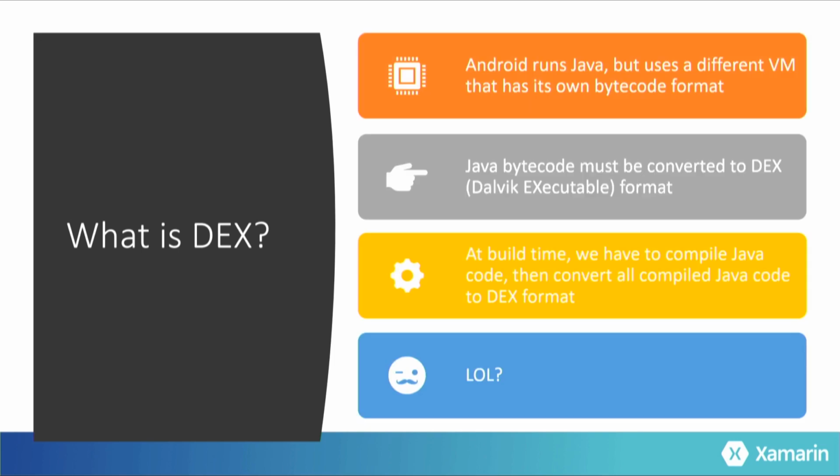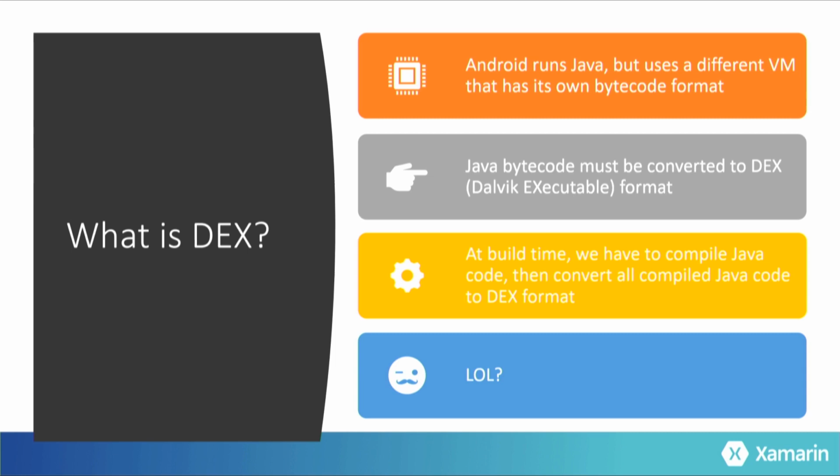Within an APK file, there is a classes.dex file. And Android is very weird, right? It runs Java, but it's a different Java. It's Android's Java. And so it has its own format for compiled Java code.